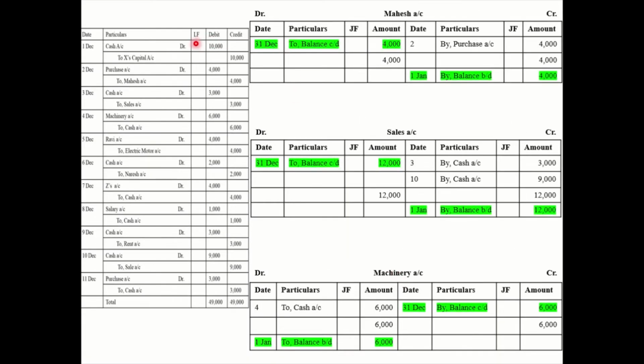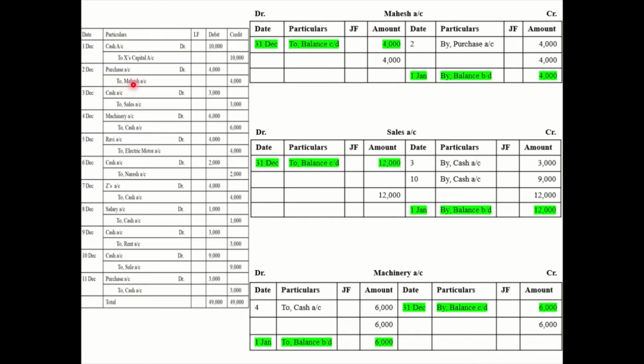Next account we are going to prepare is the Mahesh account. Here the Mahesh account entry is on the credit side, means we record that on the credit side. But which account do we record? The debit account, that is 2nd December by purchase account rupees 4,000. To balance both the sides, 31st December to balance carry down 4,000. Now both the sides are equal, 4,000, 4,000. This is the closing balance of Mahesh account. That will be the opening balance on 1st January. We record on the opposite side, 1st January by balance brought down rupees 4,000. This is the Mahesh account ledger.